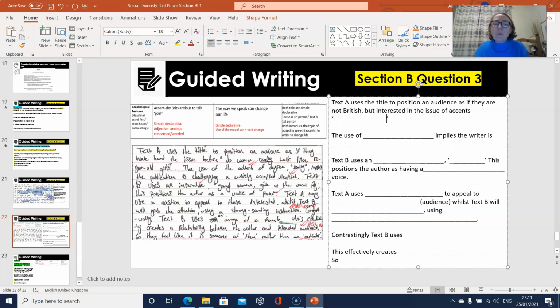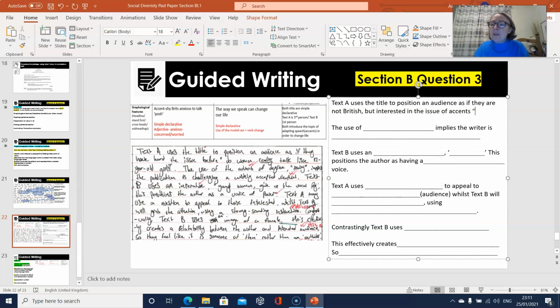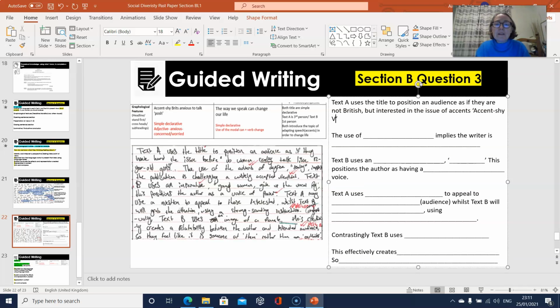Okay, so then we put our quote in. Okay, so then we say accent shy Brits anxious to talk posh. Okay, so I'm just following his model, but as I'm going, I'm beginning to change it to suit the text. I'm not going beyond these examples. This paragraph, this opening of this model A grade student, it's all about the titles.